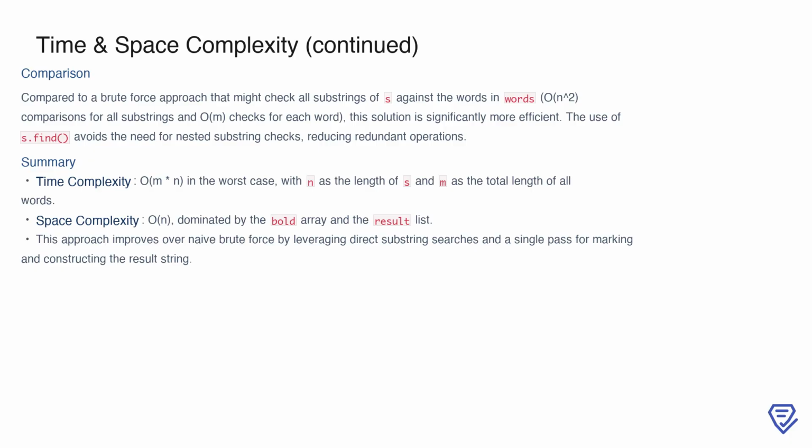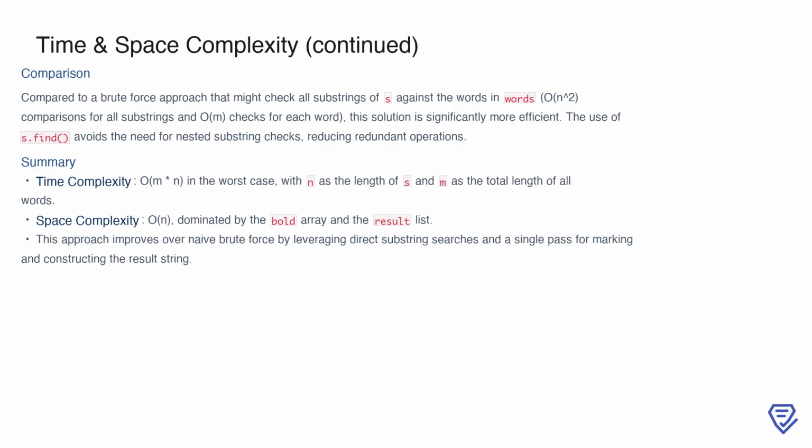A naive method might involve checking every possible substring of the string s against the words in the list, leading to O(n squared) comparisons for all substrings, combined with O(m) checks for each word. This would result in a much higher time complexity. In contrast, the current solution avoids such nested substring checks by leveraging the s.find method to directly locate occurrences of words, significantly reducing redundant operations.